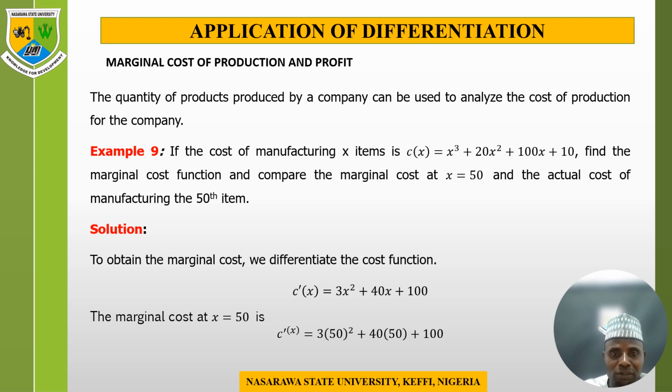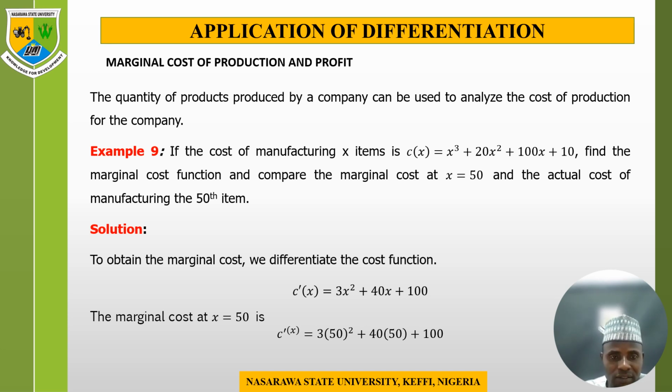If the cost of manufacturing x items is given by C(x) = x cubed + 20x squared + 100x + 10, find the marginal cost function and compare the marginal cost at x = 50 and the actual cost of manufacturing the 50th item.